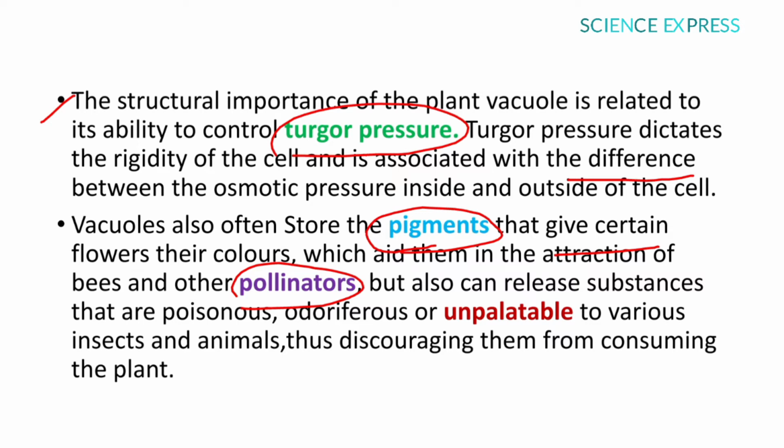So, the vacuole contains pigments like anthocyanin. The anthocyanin pigment provides color for the petals and attracts pollinators for pollination, but the vacuole can also release substances that are poisonous, odoriferous or unpalatable to various insects and animals, thus discouraging them from consuming the plant. For example, calotropis also produces secondary metabolites or a milky substance to deter herbivores from the plant.